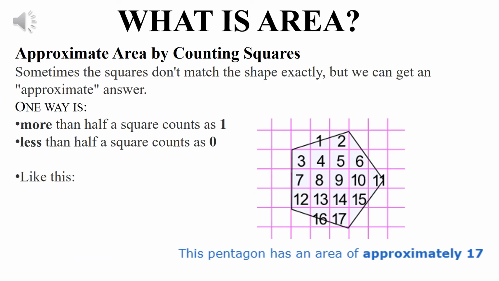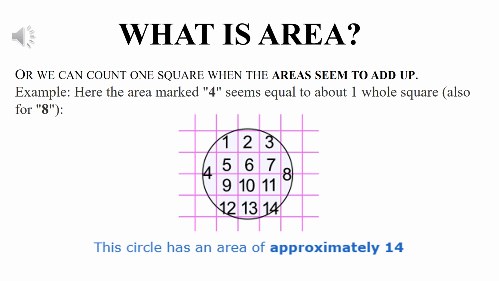Approximate area by counting squares. Sometimes the squares don't match the shape exactly, but we can get an approximate answer. One way is: more than half a square counts as 1, less than half a square counts as 0, like this. This pentagon has an area of approximately 17. Or we can count one square when the areas seem to add up. Example, here the area marked 4 seems equal to about one whole square, also for 8. This circle has an area of approximately 14.